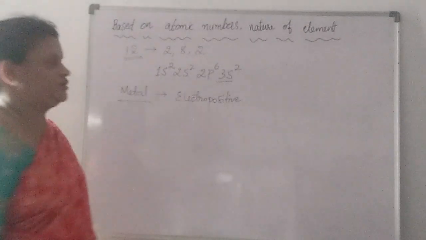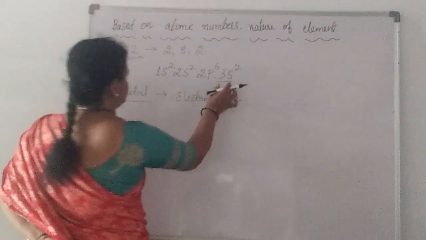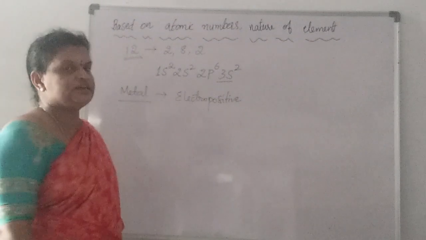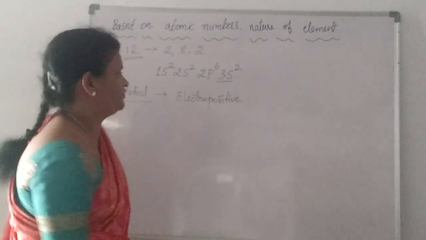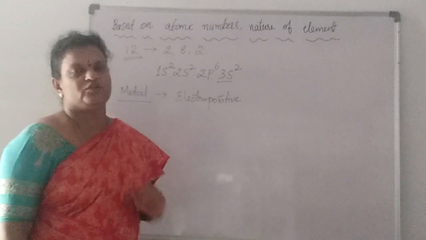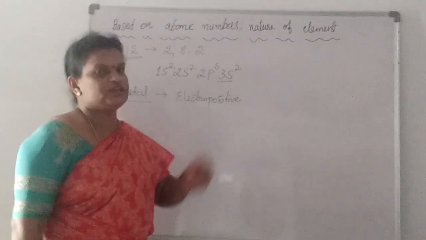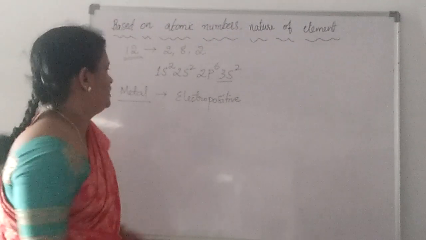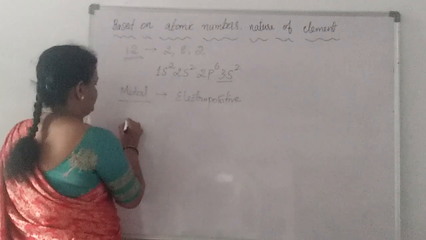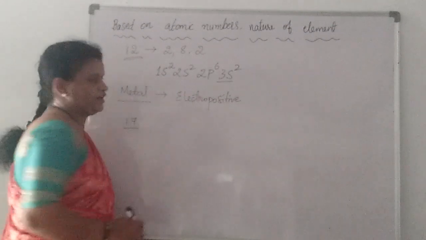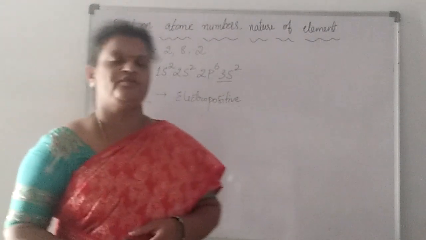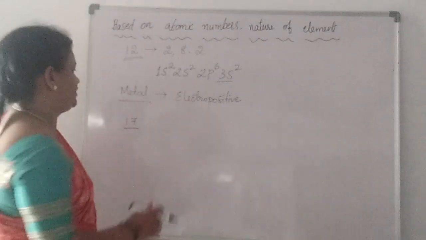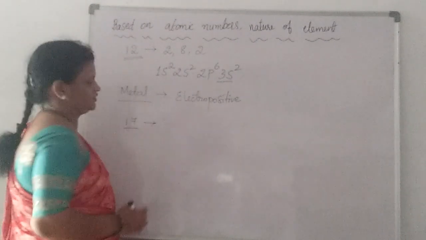As only 2 electrons are there, this element wants to lose those 2 electrons to get the inert gas configuration. By that it will get stability. So for that only it will try. It is going to lose those 2 electrons, right? Like that. Here we have another element, atomic number 17. Without knowing the name of the element, we are able to say its nature also. So 17 electrons.